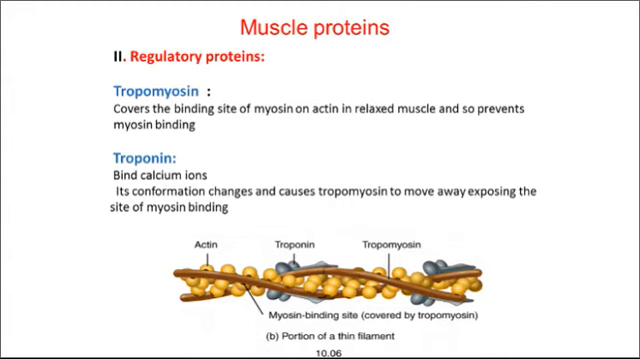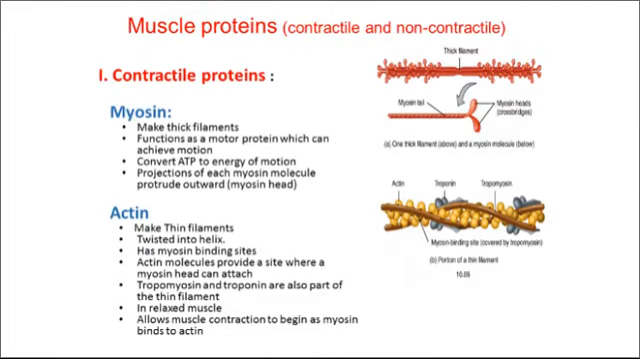We are now moving to the proteins in the muscle. We classify the muscle proteins into contractile proteins, regulatory proteins, and structural proteins. Contractile proteins include mainly myosin, and this myosin makes the thick filament. It is present in the thick filament.